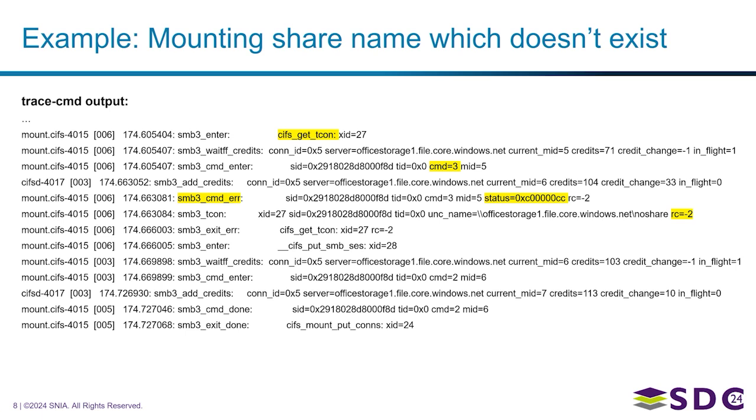Say I mounted a share which doesn't exist. From the trace-cmd logs, we are sending command number 3, which is a tree connect command, and we are getting back the error from the server, which is highlighted on the slide. We are converting that error back to a Linux error, which is -2, and then we are returning the same error back to user space.